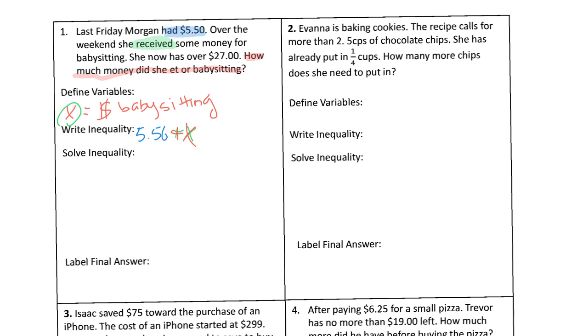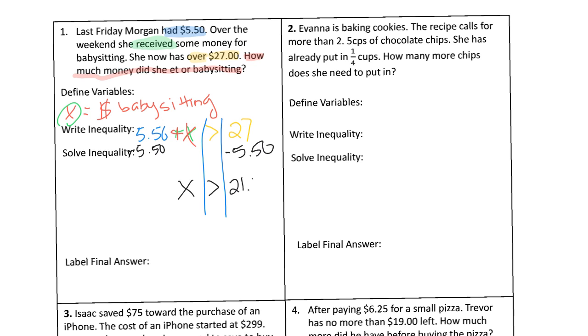Okay. Now she has over $27. So over, think back to what inequality symbol that is. That's the greater than inequality symbol. So she is over $27. Okay. So now we draw the river. Solve for X. So we subtract both sides by 5.50. Okay, so figure out what X is greater than.